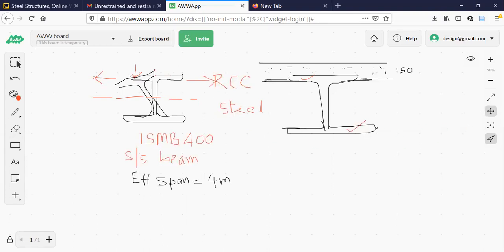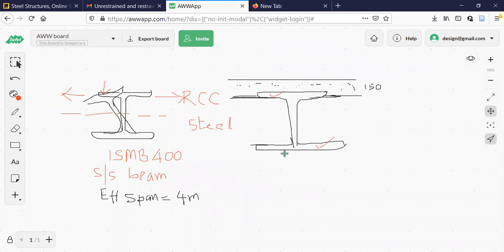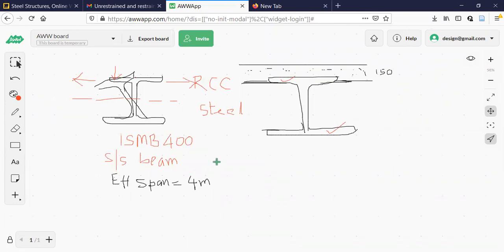Observe this one. My question is, I have given ISMB 400, and all other geometrical details you can refer to in the steel table and get. Thickness of flange, web, this R is also given, the radius, all those things. All the data is available, all geometrical properties, Iz, Zp, Zb, everything is there. Section modulus, that is elastic section modulus, plastic section modulus, all those are there.